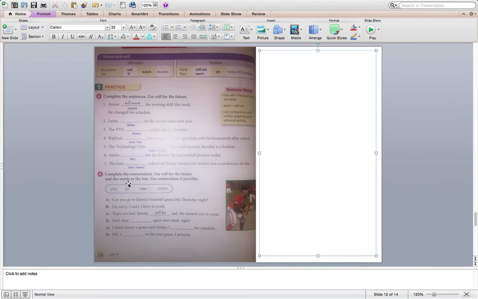So complete activity B, it means you just have to complete the conversation. Use will for the future and the words in the box. Use contractions if possible. Let's do this very quickly.